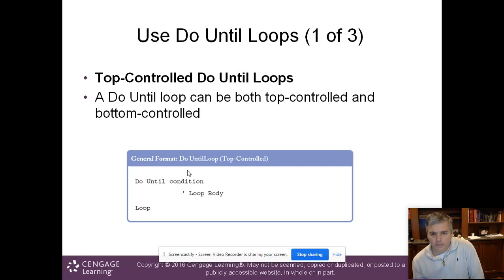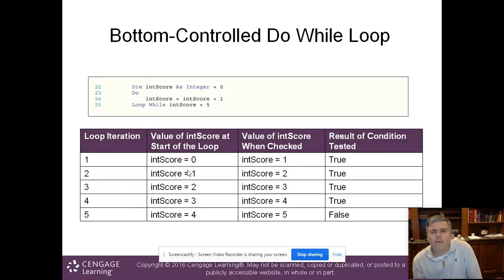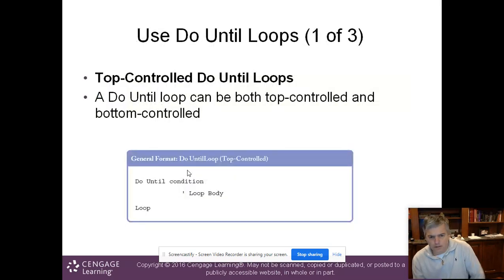So the next type of loop is the do until loop. And do until loops can, again, just like do while loops, be top controlled and bottom controlled. So it looks very similar to the do while loop, except we're doing it until a condition is true, not while a condition is true.